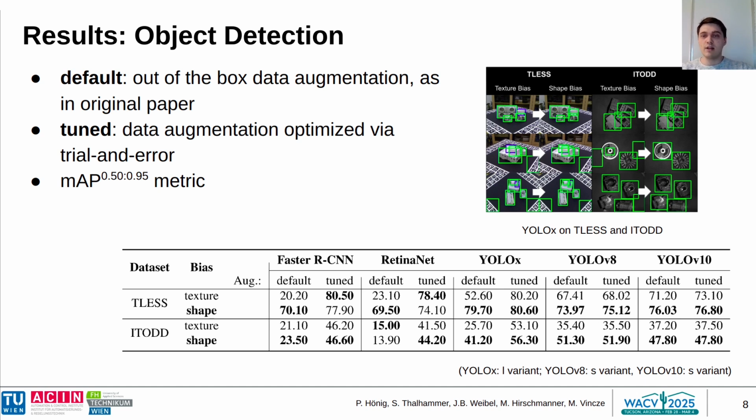Now let's focus on the table. The table here shows that especially the newer YOLO detectors benefit from the induced shape bias. For FasterRCNN and RetinaNet, the shape bias still boosts the performance when data augmentation is not handcrafted for specific datasets.